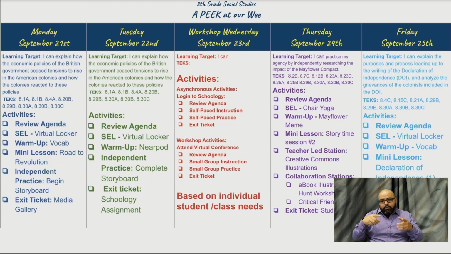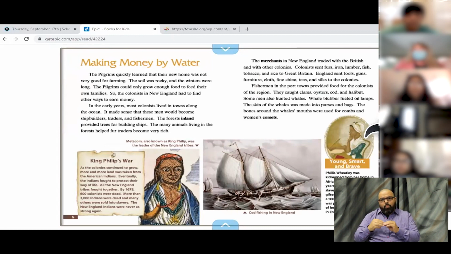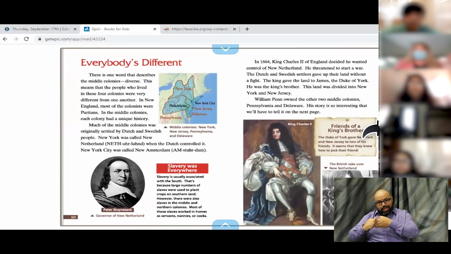So the next item on our lesson checklist is the independent practice. This takes students in their breakout rooms to a series of different workshops. The first workshop for my students today was a one-on-one teacher-led workshop on how to use Creative Commons illustrations, as they are creating an ebook for fifth graders.